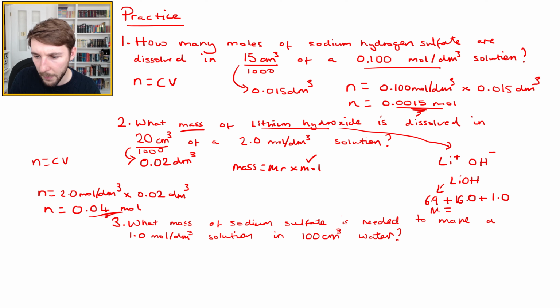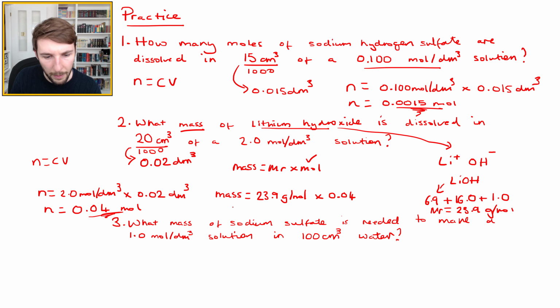So the Mr of this compound is 23.9 grams per mole. So therefore, the mass will be the Mr times the moles. So we've got 23.9 grams per mole, multiplied by our number of moles, which is 0.04, and therefore the mass in this one is 0.956 grams. There we go. Okay, next question then, number 3.